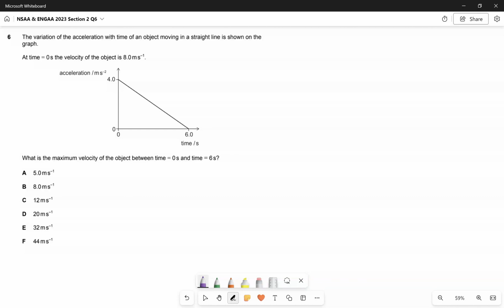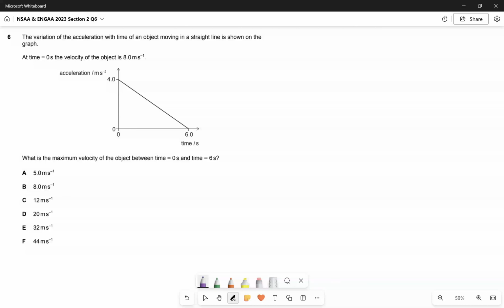So the first thing to notice is that it's always a positive acceleration here. And while it is getting smaller, it's not going negative. So that means the velocity is never actually decelerating or going down. It just means it's going up, but by a smaller amount each time. So the maximum velocity will be at the end of this.